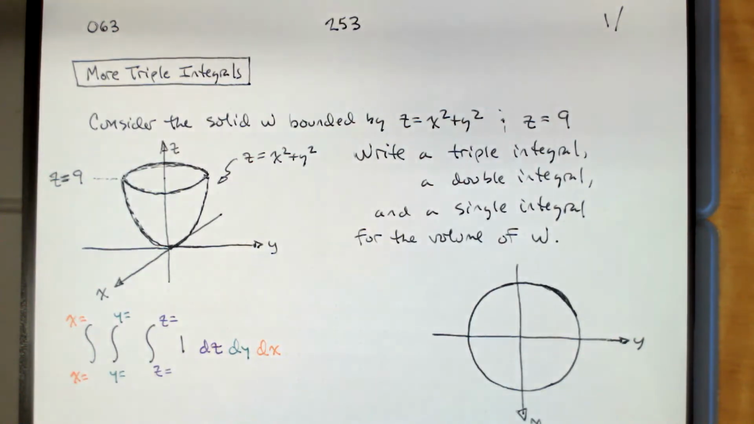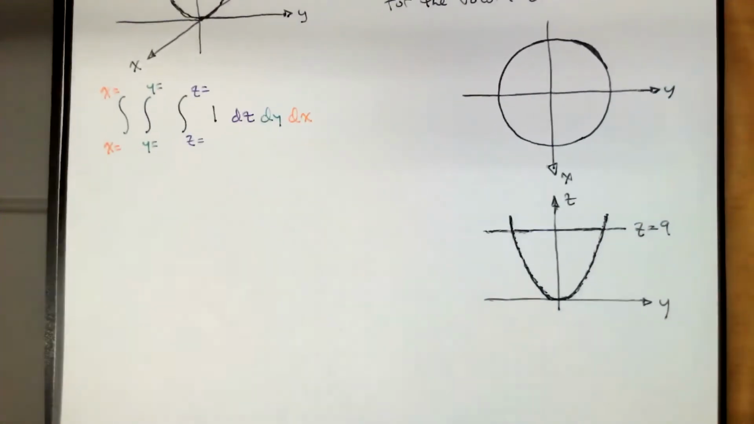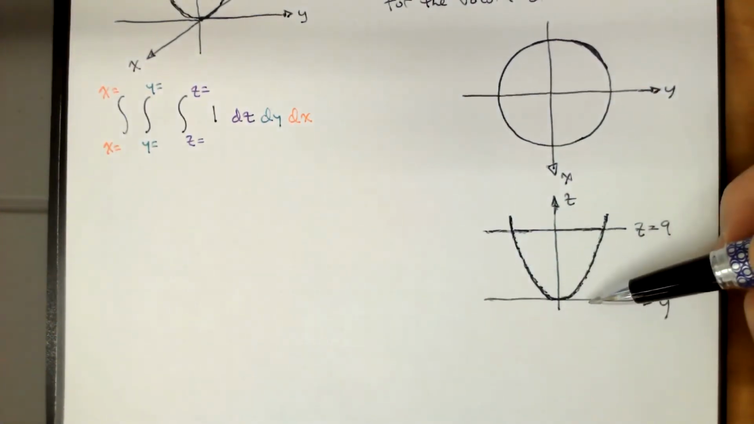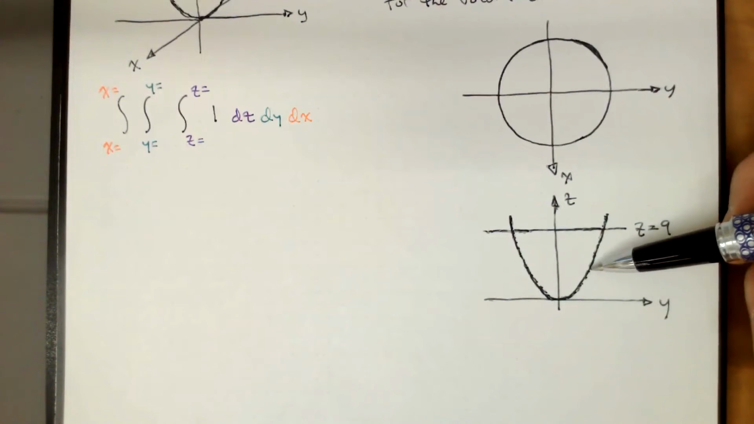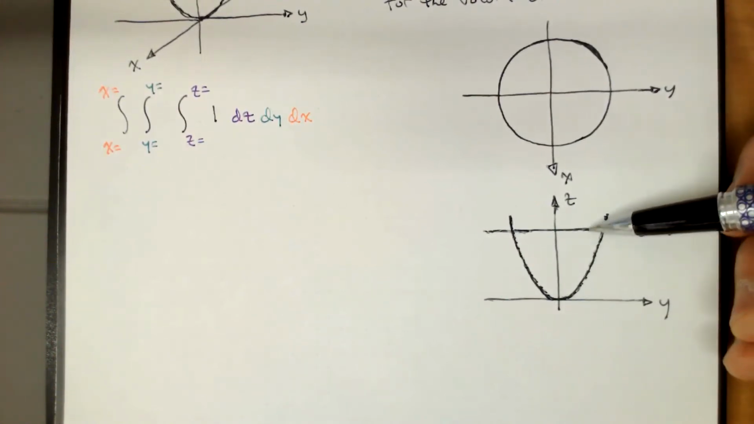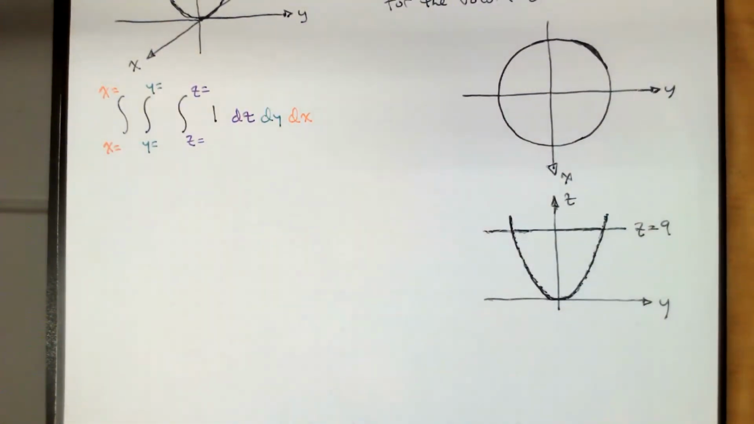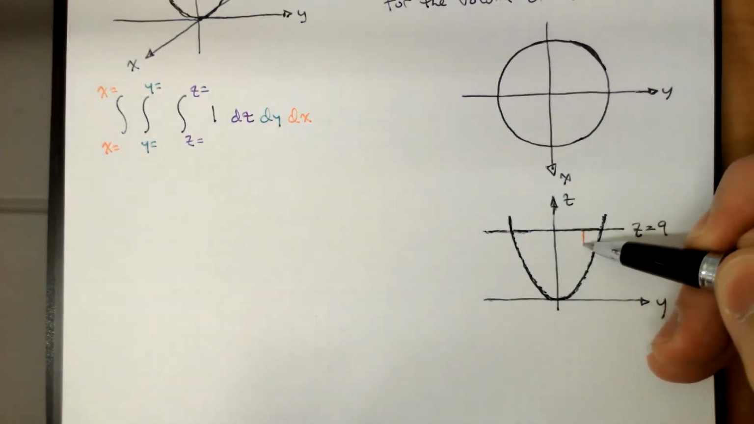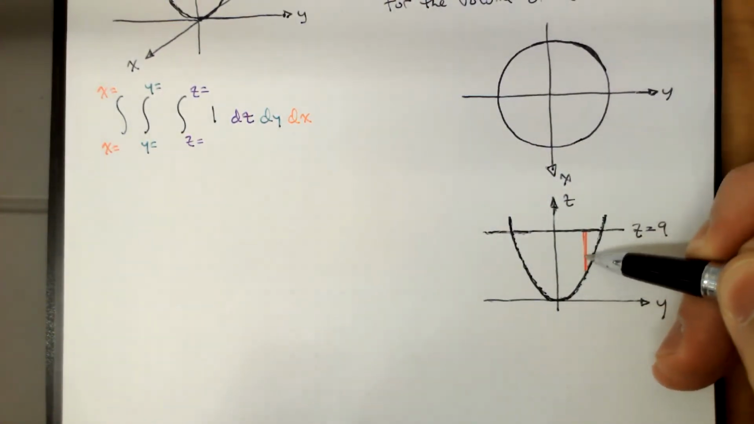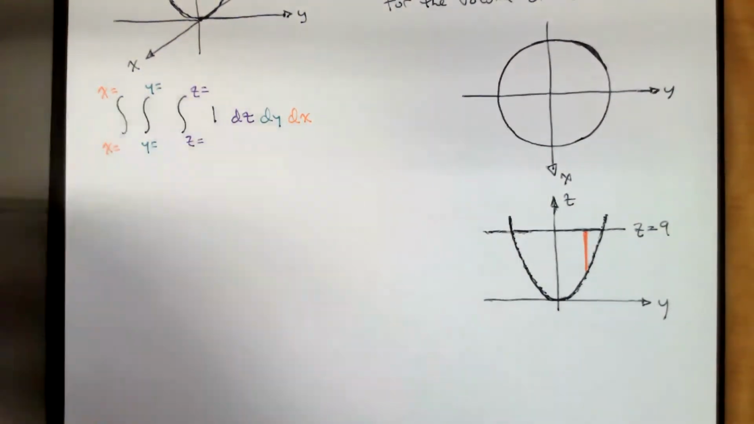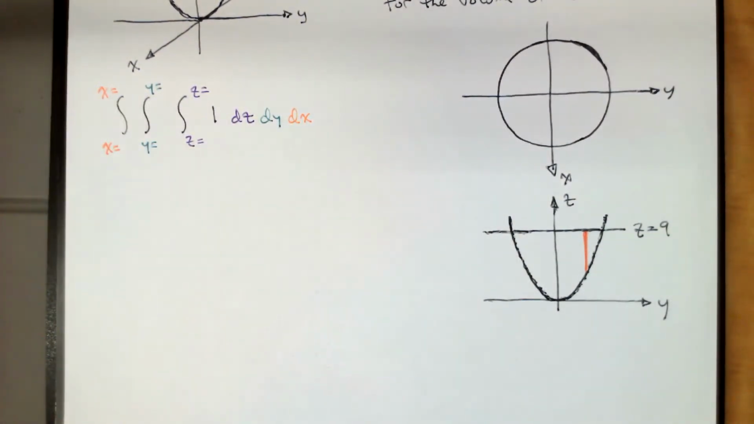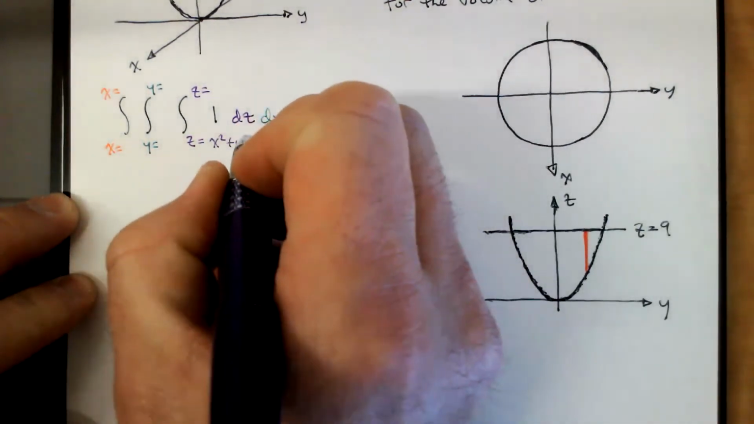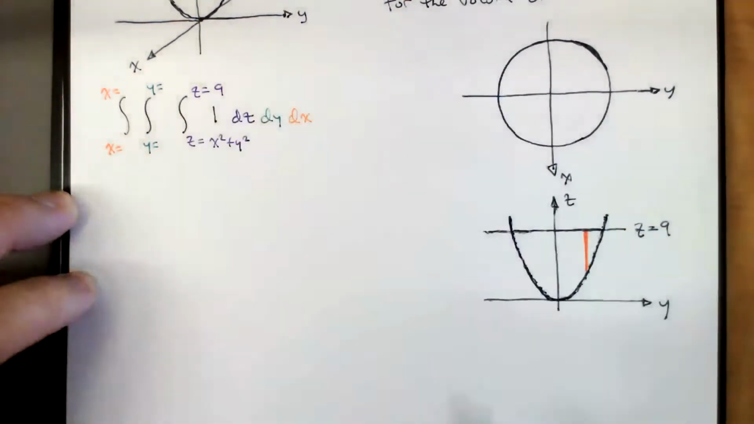If we look at this from the side, among all these points down below, we want the bottom to be the paraboloid and the top to be z equals 9. Those will be our limits on z. The bottom is the paraboloid and the top is the 9.